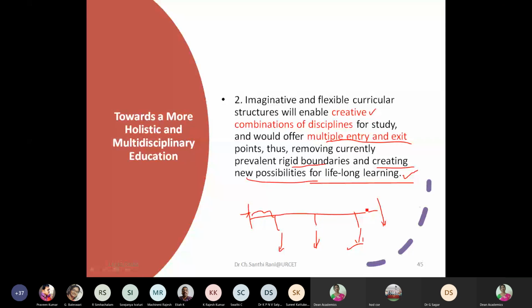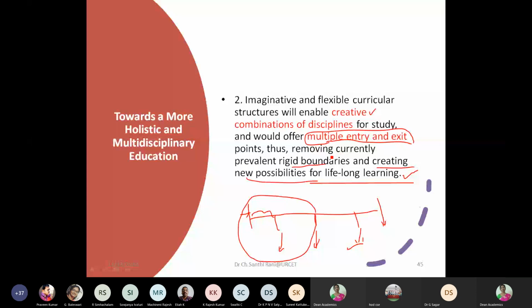So we are giving some sort of possibility so that, for example, if some student wants to financially support their parents, after they have a plan to study a complete 4-year undergraduate course, but after 2 years suddenly some mishap took place in their family, then he has to support his family. So after 2 years he will receive a diploma certificate and he will be doing a job. After some time when he establishes himself and becomes financially good, then he will come back and study the other courses. So like that, the imaginative and flexible curricular structures will enable creative combinations of disciplines for study and would offer multiple entry and multiple exit points.